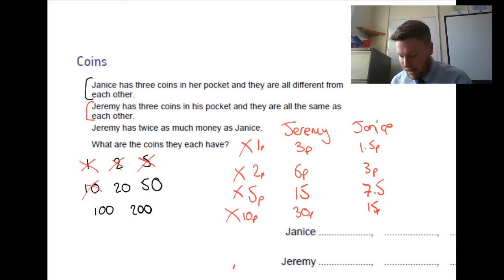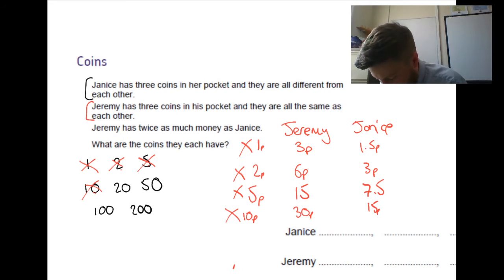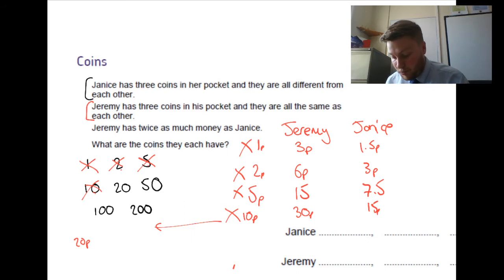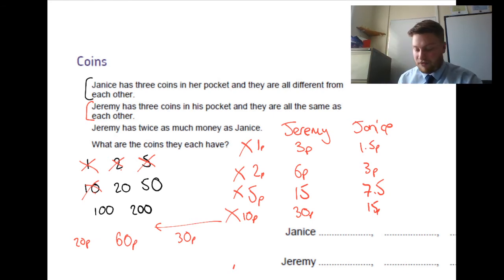Next, we can look at 20 pence. So I'm going to carry this over here. So 20 pence. Jeremy would have a total of 60 pence, and that means Janice would have 30 pence. Is it possible to make 30 pence out of 3 different coins? Again, it's not possible. You could have a look at the combinations if you want, but if we had a 20 and a 10, that's already 30. 20 and a 5, well, we're going to need another 5, that's not possible. 20 and 2, we're going to need another 8. And so that's not possible either.